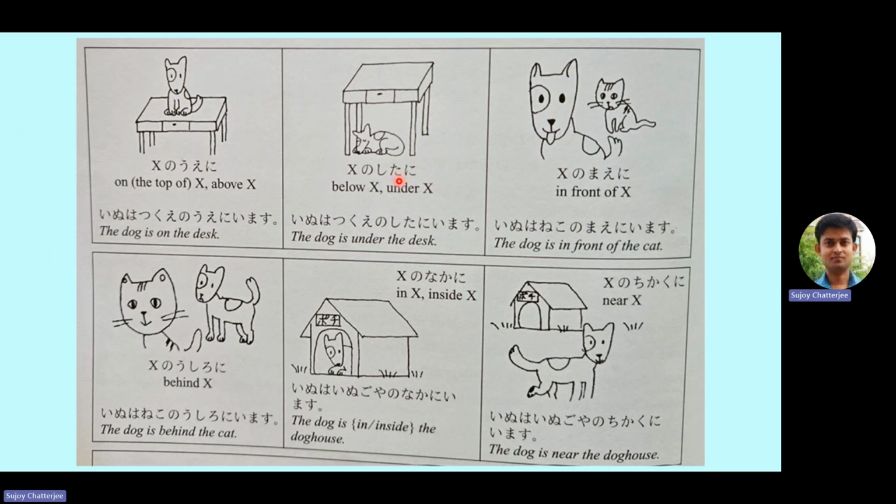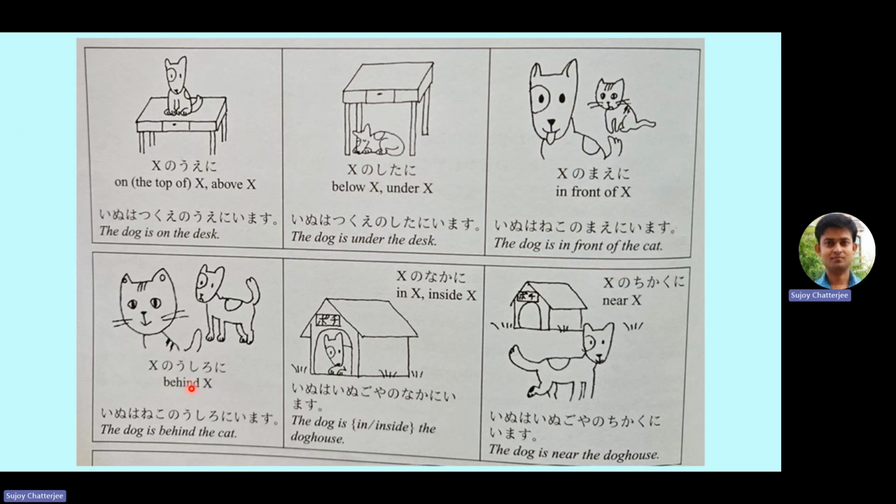Next, similarly, X no shita ni, below X or under X. Shita means under. So inu wa tsukue no shita ni imasu. The dog is under the desk. X no mae ni. Mae means in front of. So inu wa neko no mae ni imasu. Neko means cat. Inu means dog. The dog is in front of the cat.